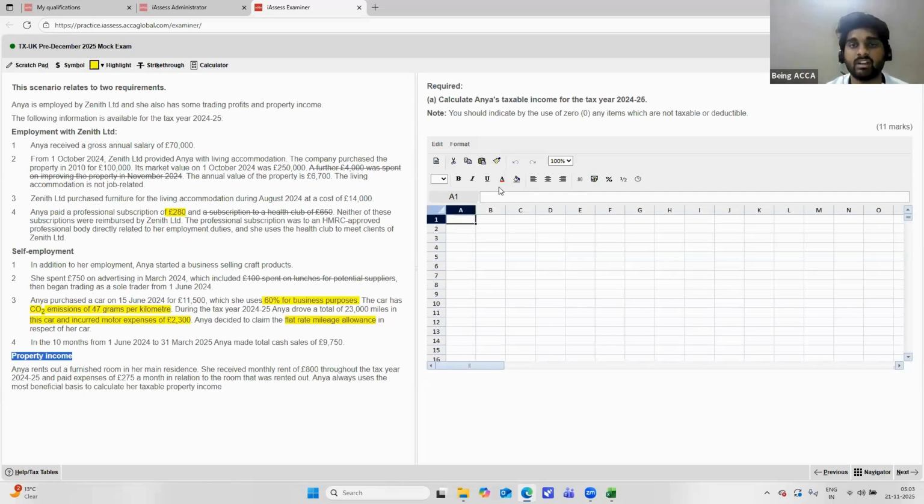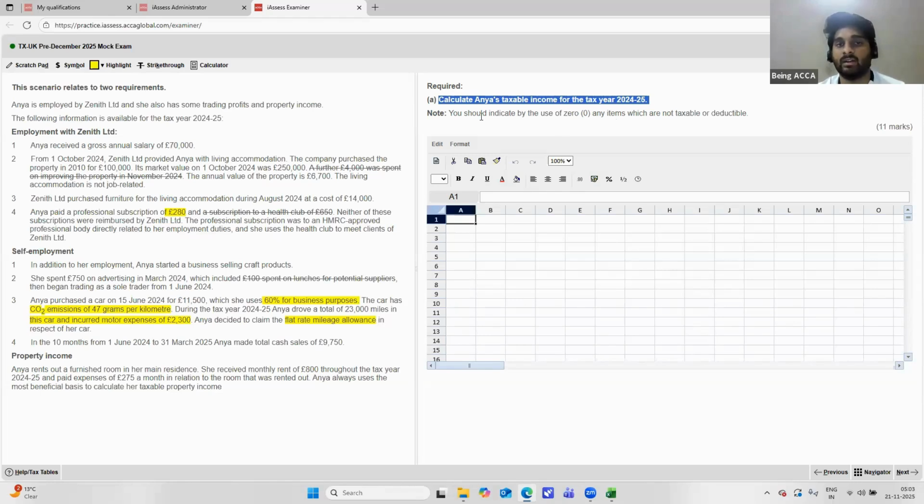Now we'll look at the first requirement, which asks us to calculate Anya's taxable income for the tax year 24-25. All these three incomes, employment income, self-employment, and property income, are non-savings income. And again, remember guys, they're only asking us to calculate the taxable income and not the tax liability.